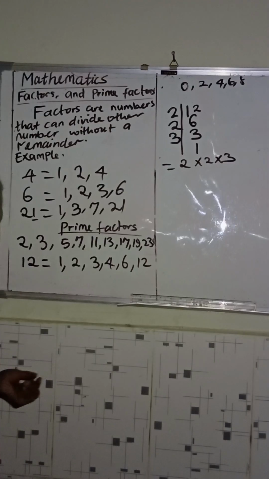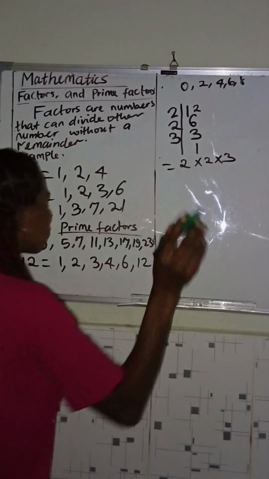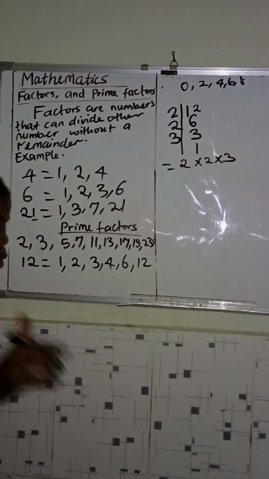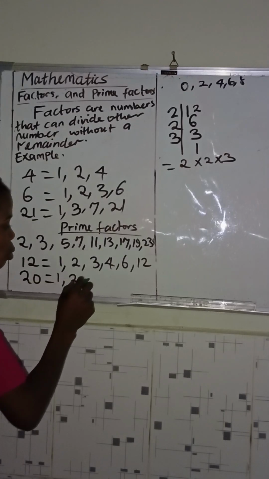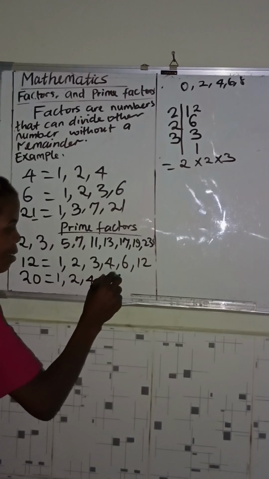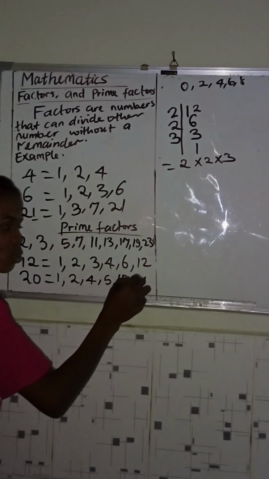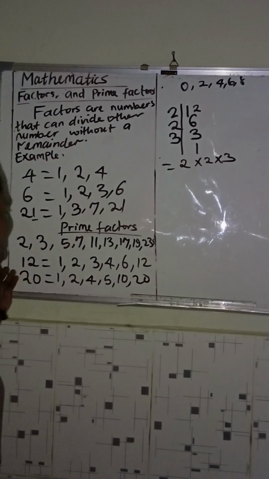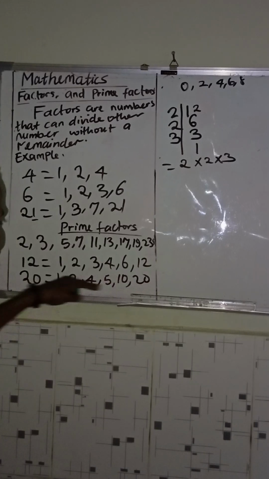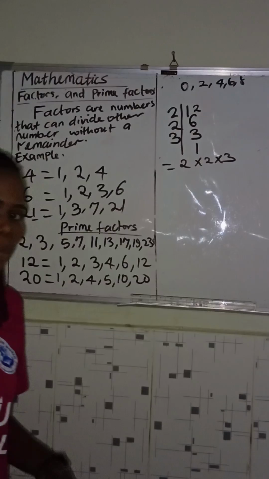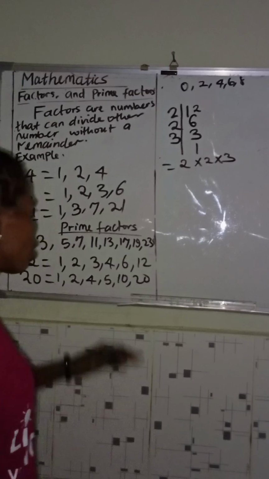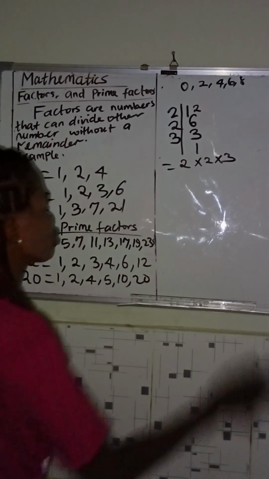Alright, now let's go for 20. The ordinary factors of 20, let's go 1, 2, 4, 5, 10, and 20, right? These are the factors that can divide 20. But if someone tells you, find me the prime factors of 20, you're not going to just list all of this.